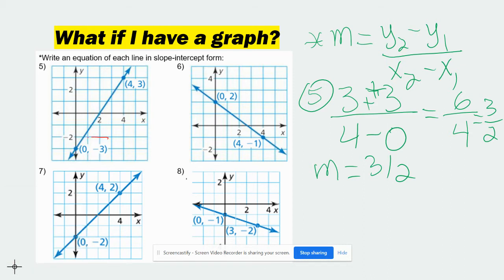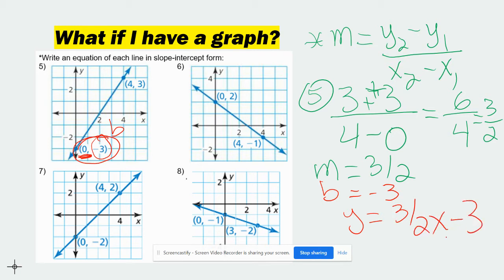A reminder that anytime they give us an ordered pair where the first number is 0, that means the second number is our y-intercept. So b is -3. So y is equal to 3/2 x minus 3. And again, we have minus 3 because our b is -3.